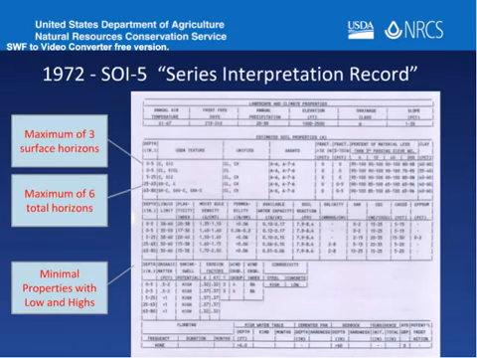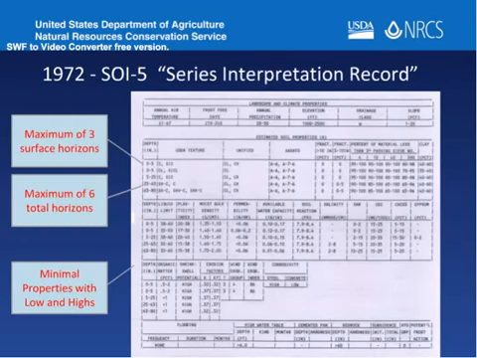Now let's take a closer look at this Form 5, because you need to realize some of the restrictions that we had placed upon us. First thing you'll notice is that we were allowed three surface horizons on a Soils 5. And we also had lows and highs. You'll notice nowhere on this is there an RV value.